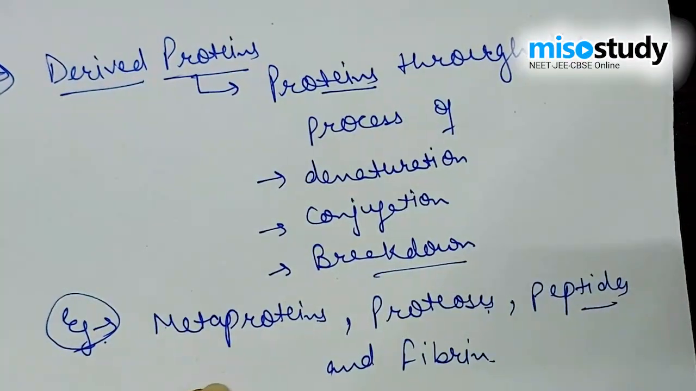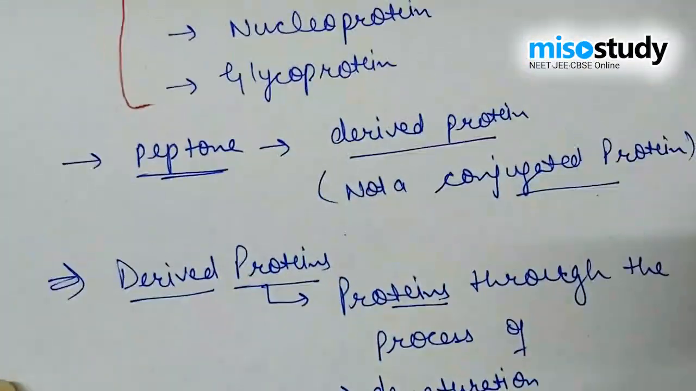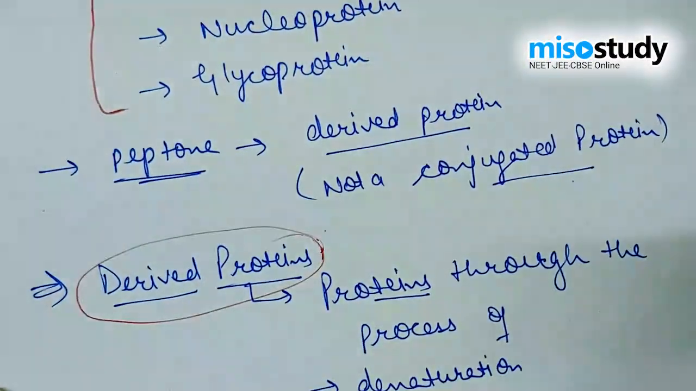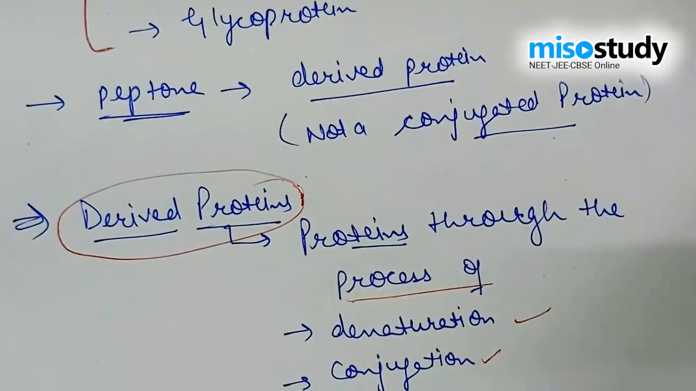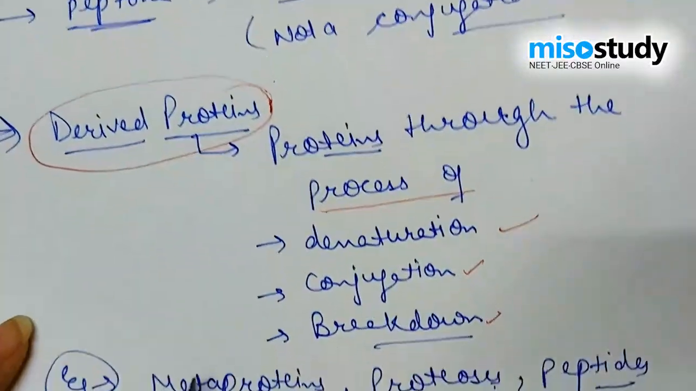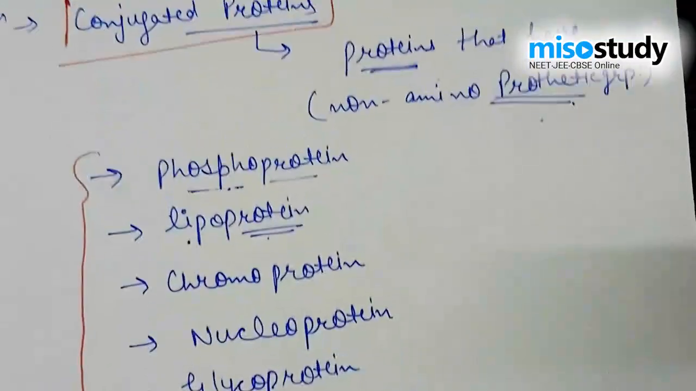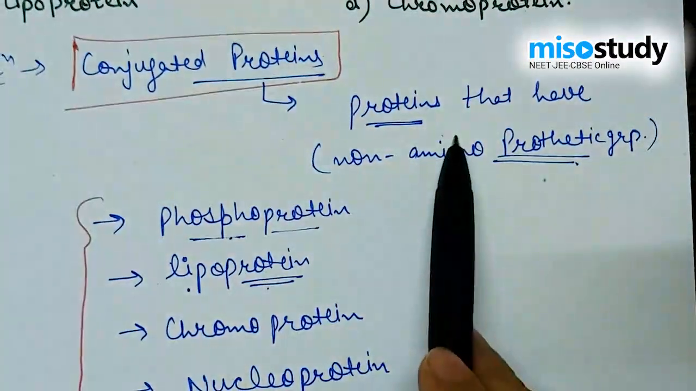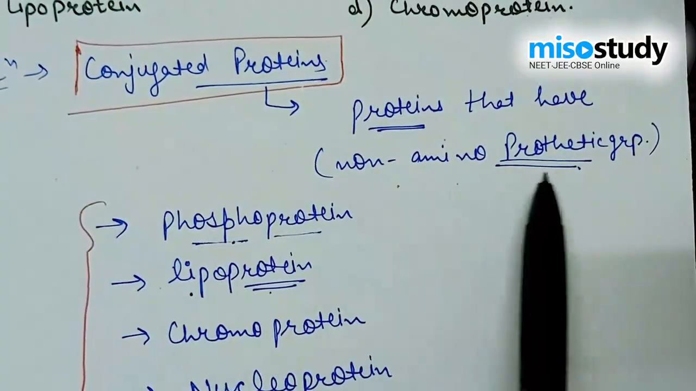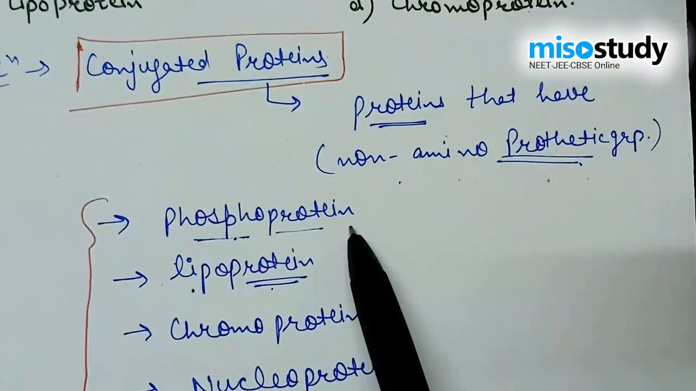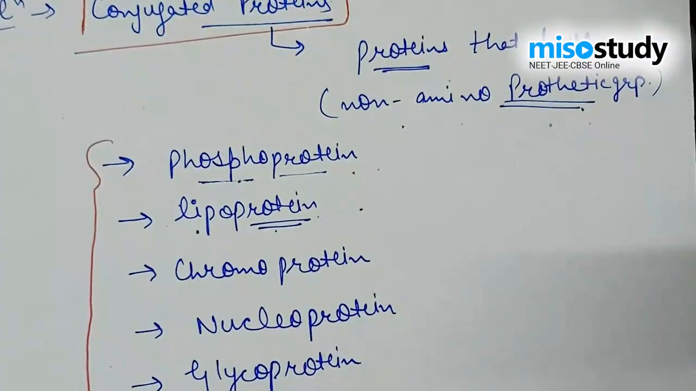So in this discussion, we discussed two basic types of proteins. First is derived proteins, which are obtained through denaturation, conjugation, and breakdown. Examples are peptones, metaproteins, proteoses, peptides, and fibrin. The next is conjugated proteins, in which proteins have a non-amino prosthetic group. Examples are phosphoprotein, lipoprotein, chromoprotein, nucleoprotein, and glycoprotein.